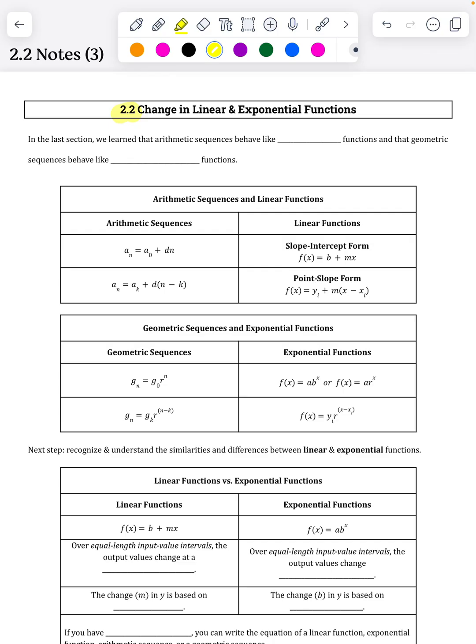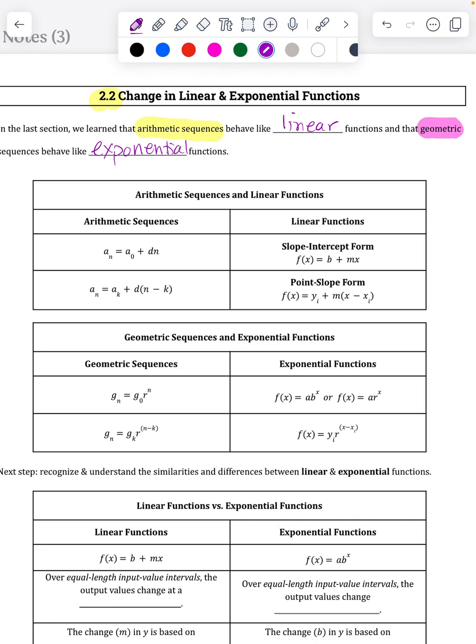So in the last section, we learned about arithmetic sequences, and we talked about how they behave like linear functions by increasing by a constant number or decreasing by a constant number. And then we talked about geometric functions, and that those sequences behave like exponentials. So let's review what linear and exponential look like and how that compares to arithmetic.